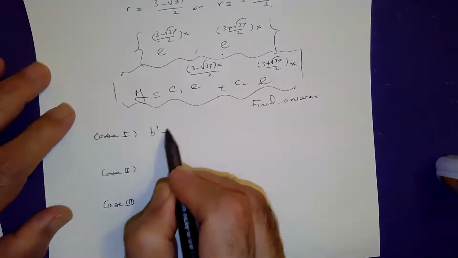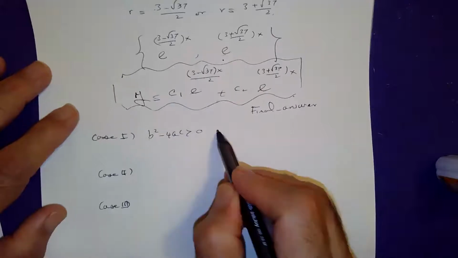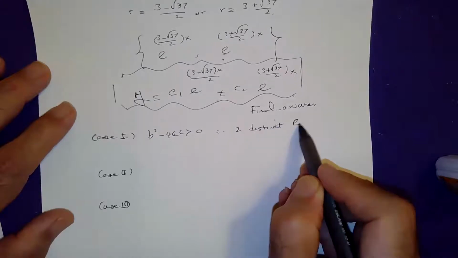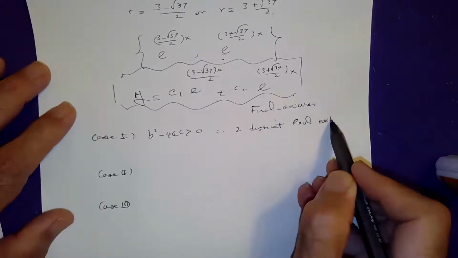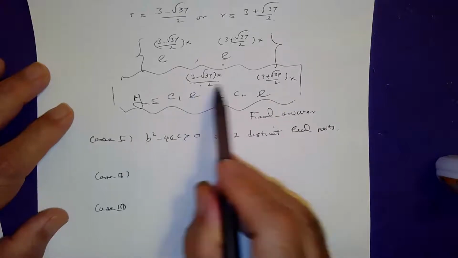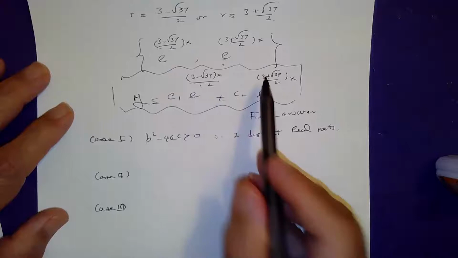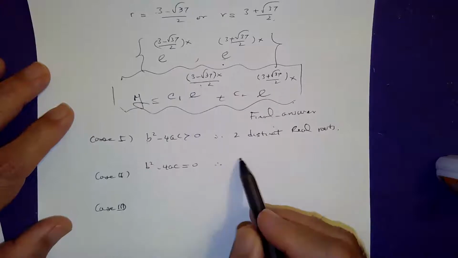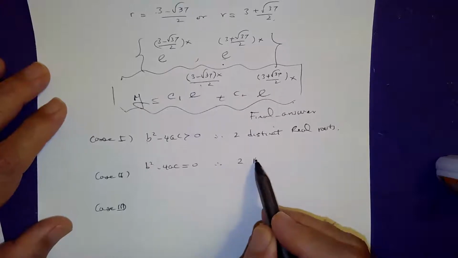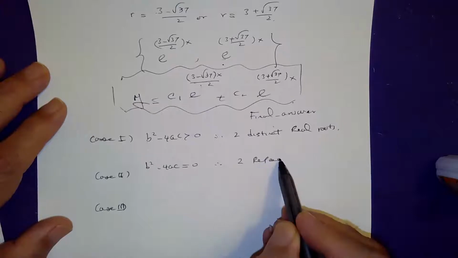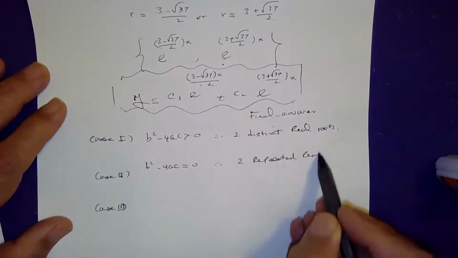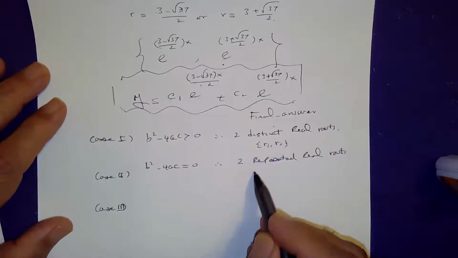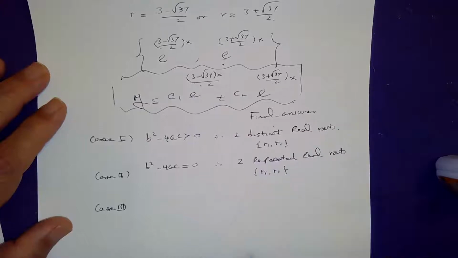If the discriminant is positive, expect 2 distinct, that means different, real roots. Notice these are distinct, they don't look alike, but they are real numbers. However, if b squared minus 4ac is equal to 0, expect 2 repeated real roots. Like in this case, you're going to get R1, R2. In this case, you're going to get R1 twice.